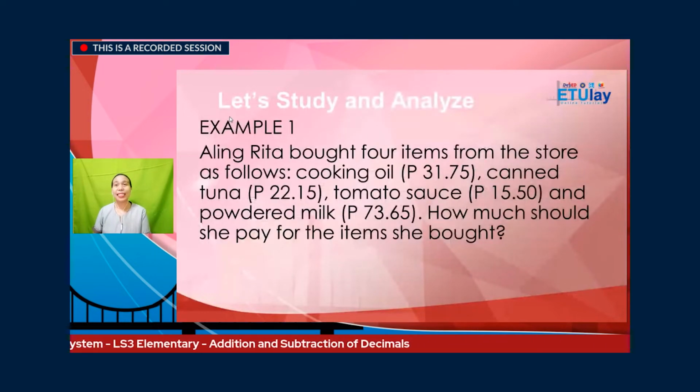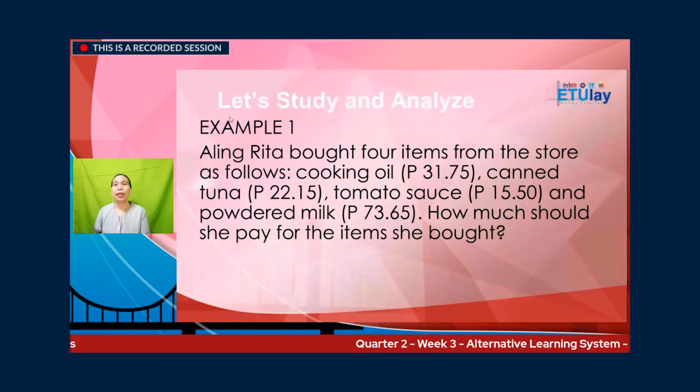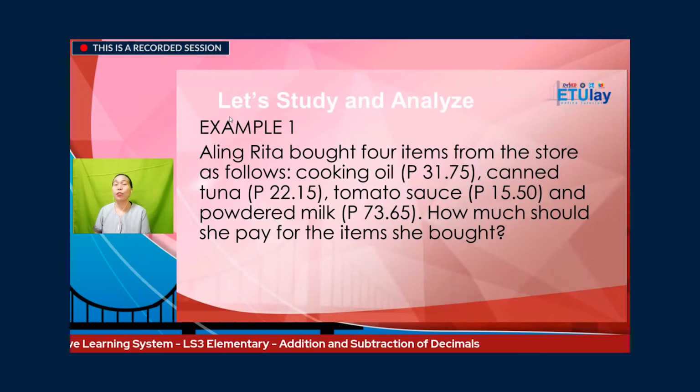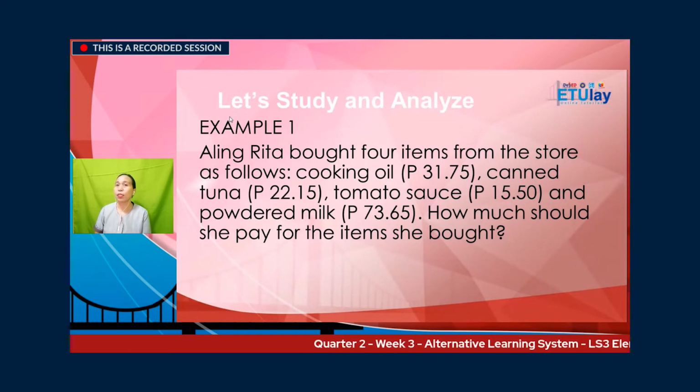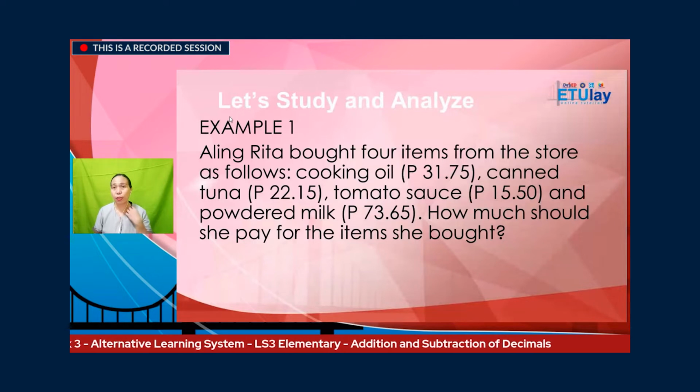Let's study and analyze the given problem. Example number 1. Aling Rita bought 4 items from the store as follows. Cooking oil, 31.75 pesos. Canned tuna, 22.15 pesos. Tomato sauce, 15.50 pesos. And powdered milk, 73.65 pesos. How much should she pay for these items bought?